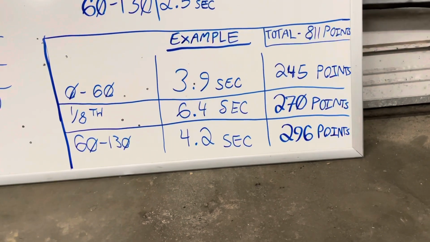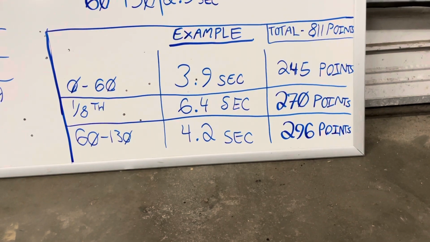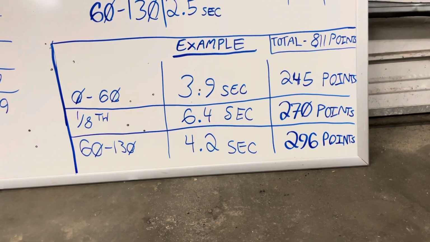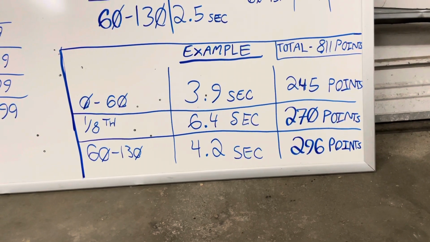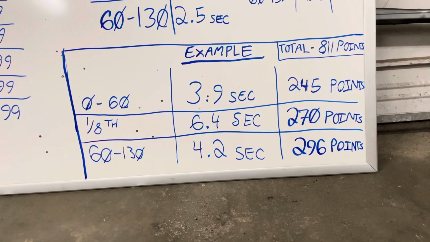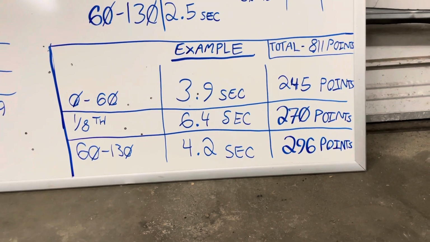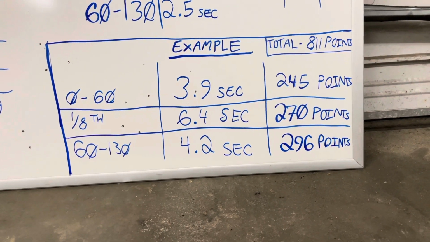Both the 0 to 60 and the eighth mile go all the way down to 0 points, but for the 60 to 130, I actually have a low cap. If you run it at a 12 flat or slower, you automatically get 100 points. So the lowest you can get in the 60 to 130 metric is 100 points.